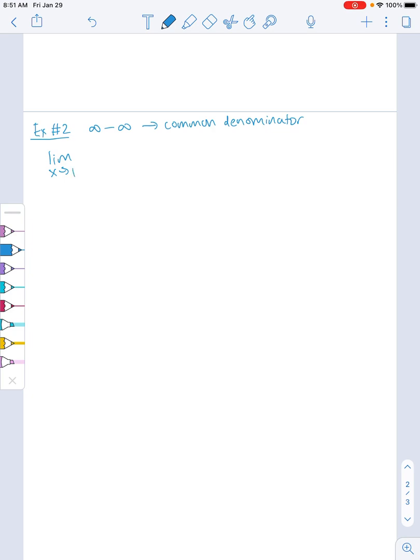So if we take the limit as x approaches 1 of 1 over ln of x minus 1 over x minus 1, we're going to have a very good idea of what the ln of x function looks like. So over on the right, I'm going to refresh your memory on that. Remember, ln of x is the inverse of the exponential function e to the x. So for every coordinate point that y equals e to the x goes through, its inverse is ln of x. So you would switch the x y coordinates and plot.